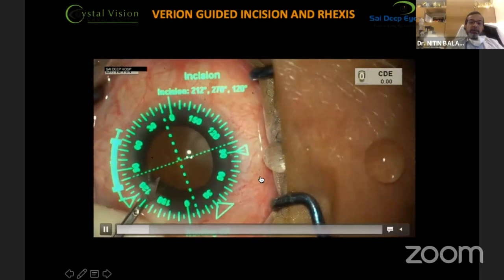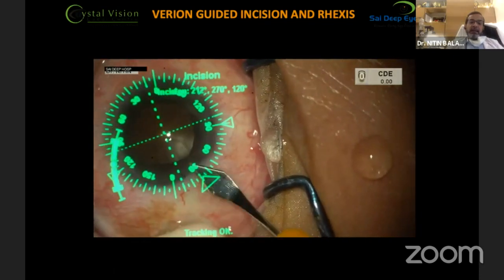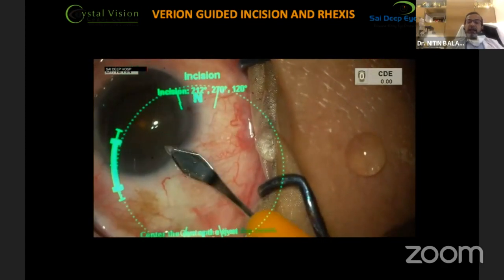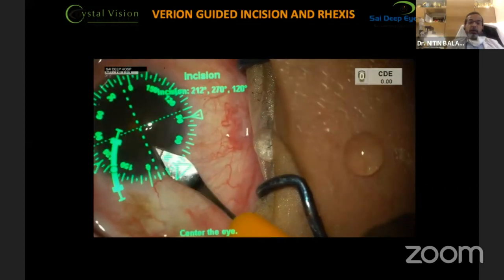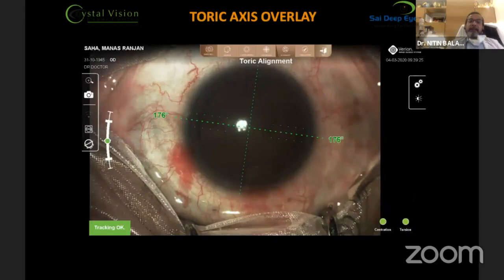So you see here the side port as well as the main incision. 3 incisions can be planned, the 2 side ports as well as the main incision. And the exact location without any cyclotorsion errors can be achieved with the help of this overlay. At the same time, the toric lens alignment with the help of a total horizontal axis line is seen. So both the positioning holes of the IOL can be exactly centered on this particular line, for the toric alignment.